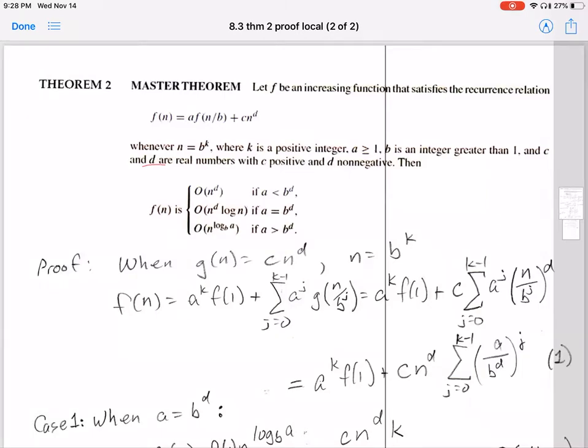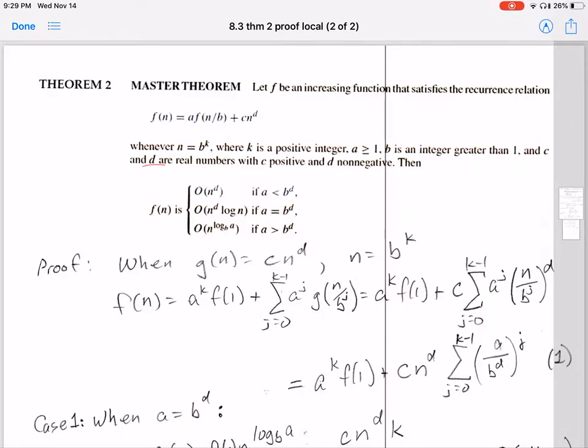We are in Rosen, Discrete Mathematics and its Applications, section 8.3 on divide and conquer algorithms and their recurrence relations. And we take a look at Theorem 2 in the chapter. It's called the Master Theorem, because it allows us to analyze a greater variety of divide and conquer recurrence relations than Theorem 1 does, which had the limitation that the conquer portion was dictated by a constant.